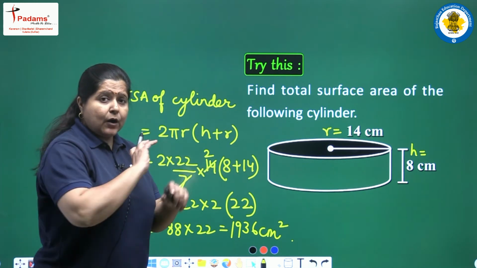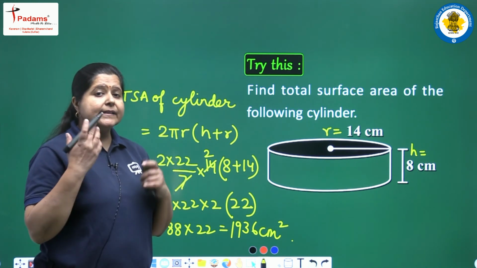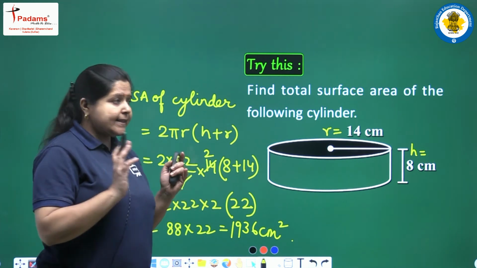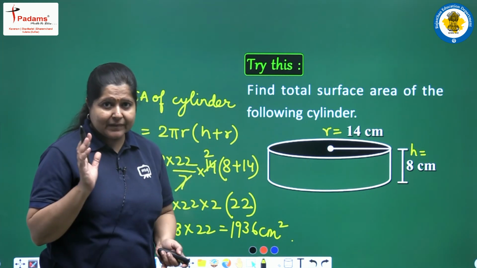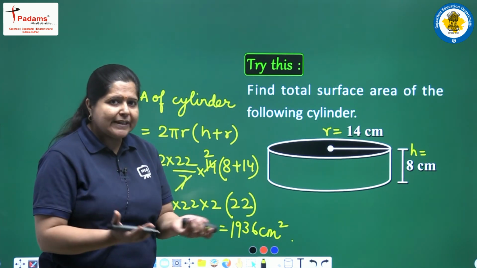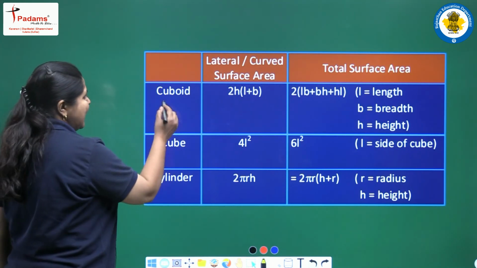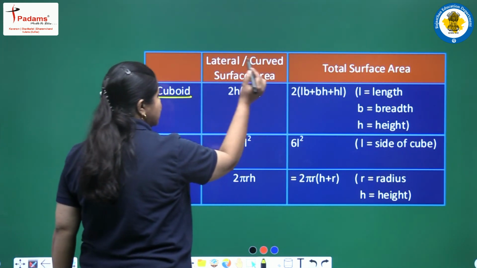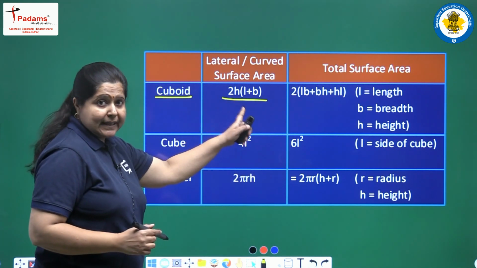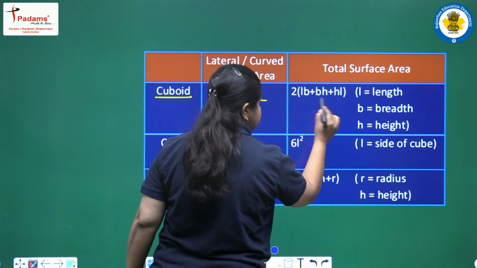So I hope how we got this formula is clear. The concept of curved surface area and the total surface area is clear in case of a cylinder, and now you can easily learn the formulae and apply them. Remember, with this we now conclude and take up all the formulae that we learned today at one place. We have cuboid, and the lateral or curved surface area is given by 2 into h into L plus B. Remember this, and the total surface area is 2 into LB plus BH plus HL.